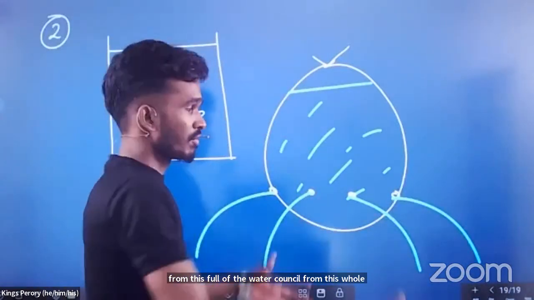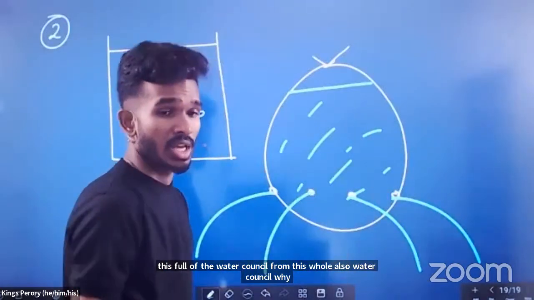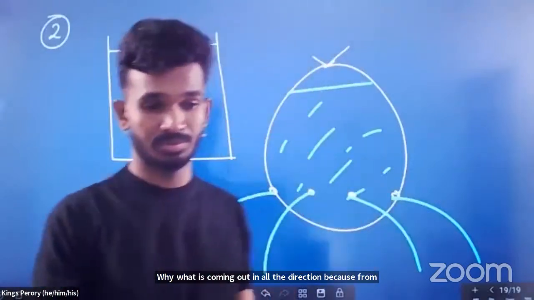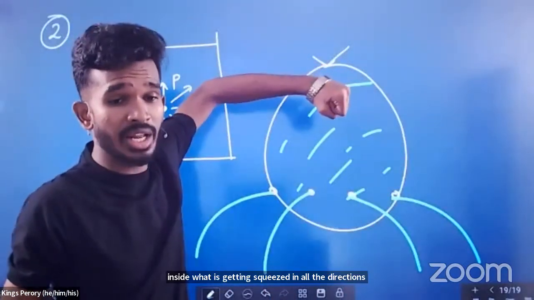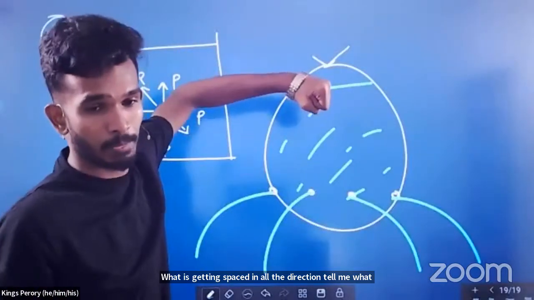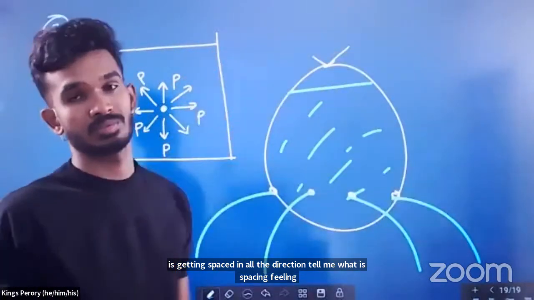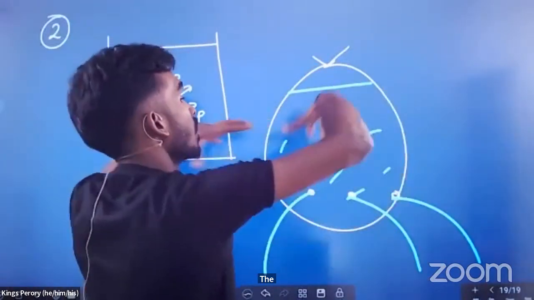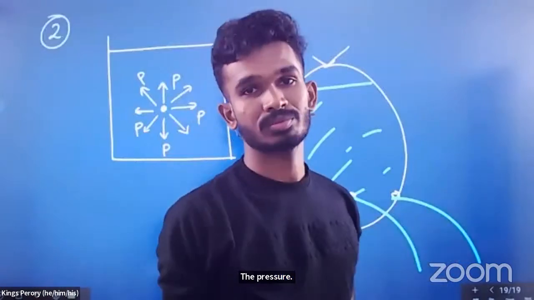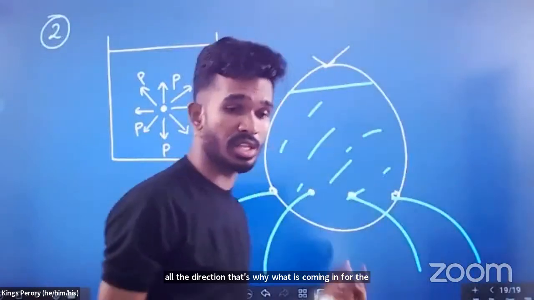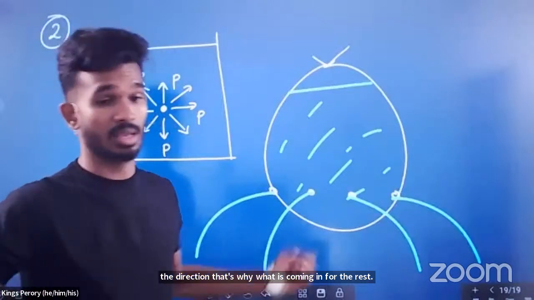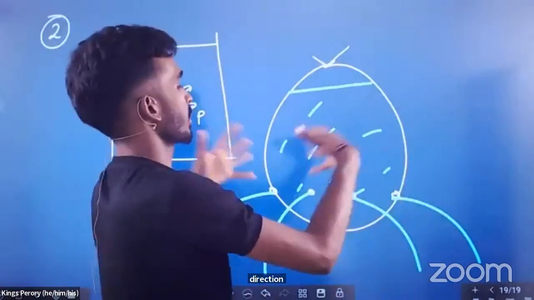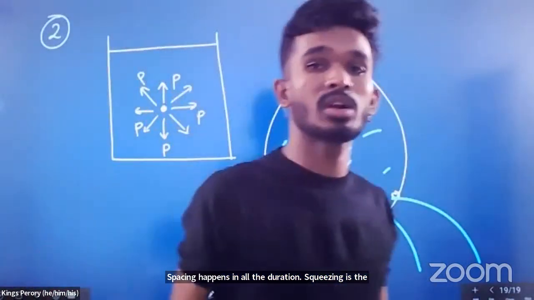Why is water coming out in all the directions? Because from inside, water is getting squeezed in all the directions. Tell me, what is squeezing feeling? Pressure. So pressure is acting in all the directions. That's why water is coming out in all the directions. If pressure acts only in one direction, then water should come only in one direction. Squeezing is the pressure, so pressure acts in all the directions.